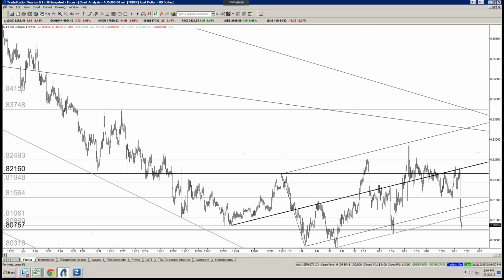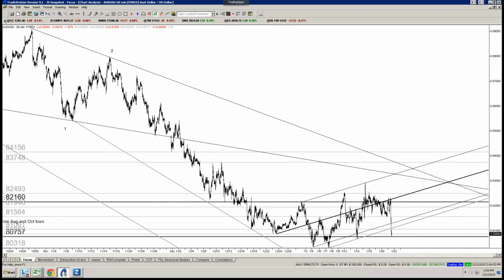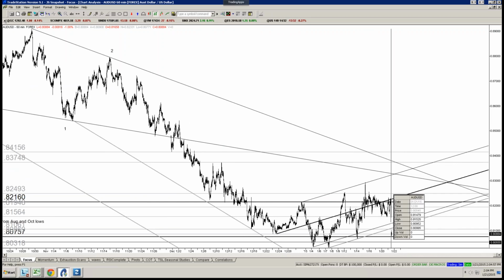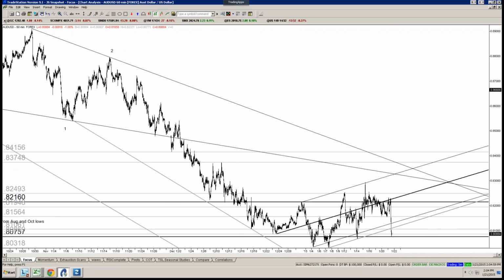I guess this could end up being a diagonal. At the end of the day, Aussie, like I said, I still think we're probably working in a fifth wave lower that ends near 79.20 to 79.60. After that, you could go to a much bigger pop.